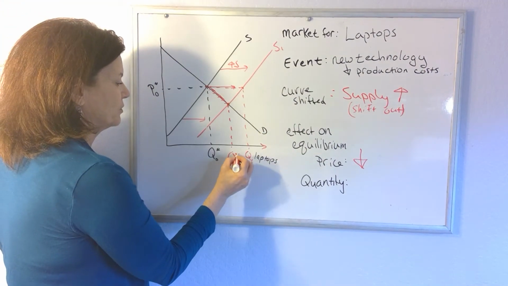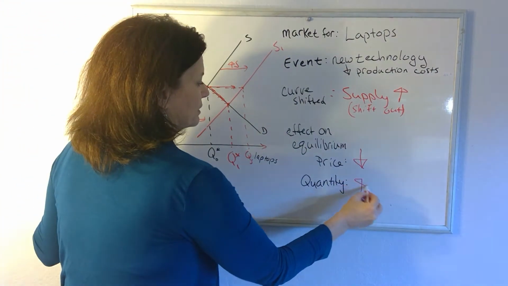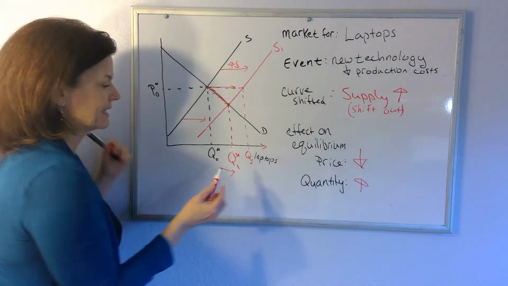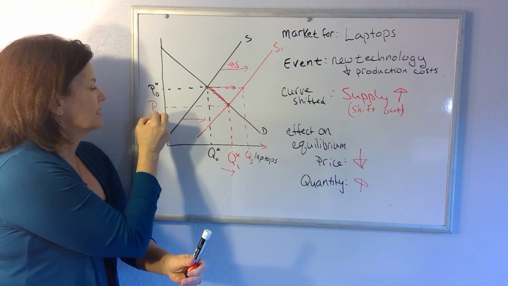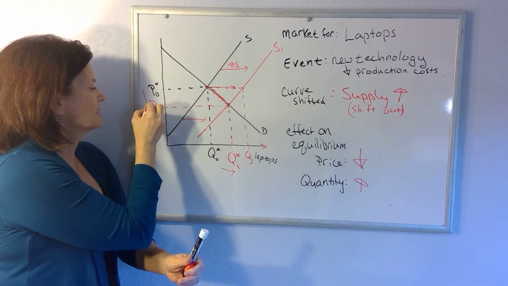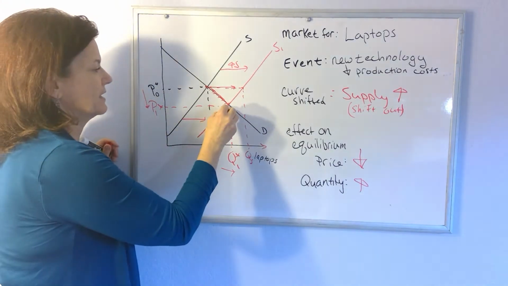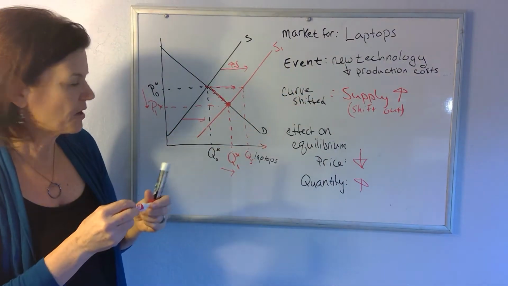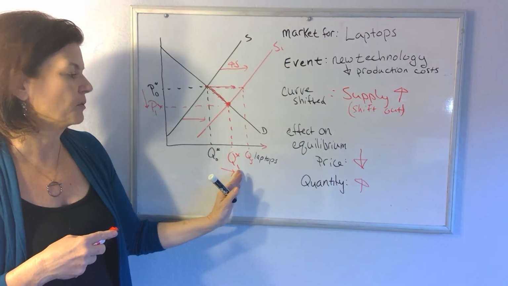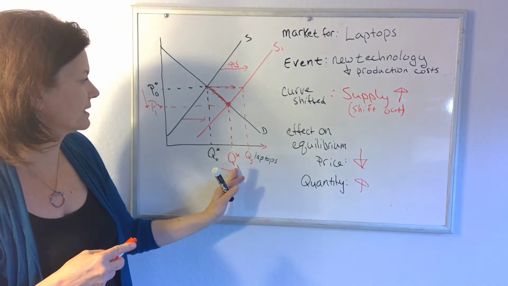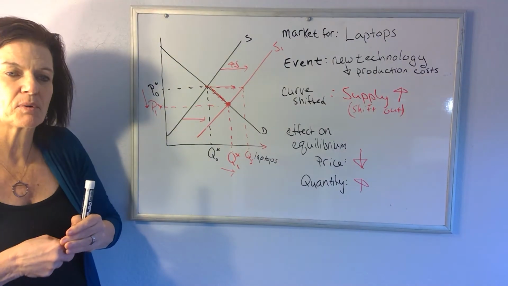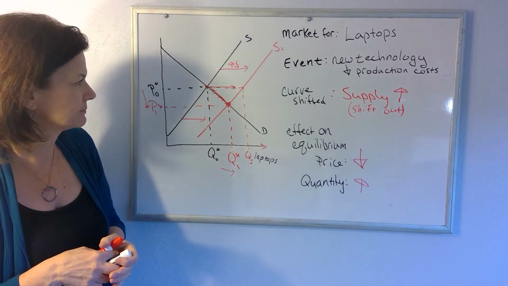And so our new equilibrium quantity is bigger. Quantity has gone up. The equilibrium price is lower. Because of the increase in supply, it's cheaper to produce. More units are going to be produced and sold. That's our new equilibrium quantity. Quantity supplied now equals quantity demanded at a new lower price because it's cheaper.